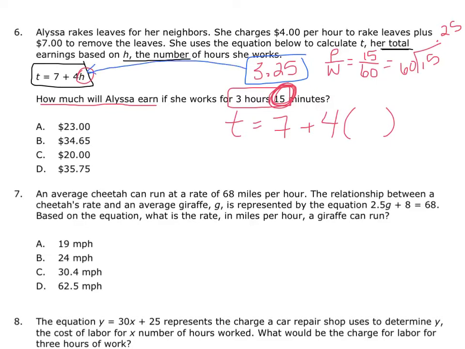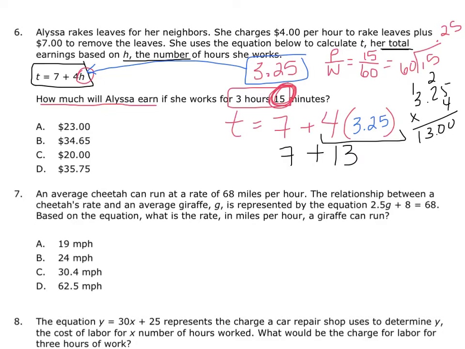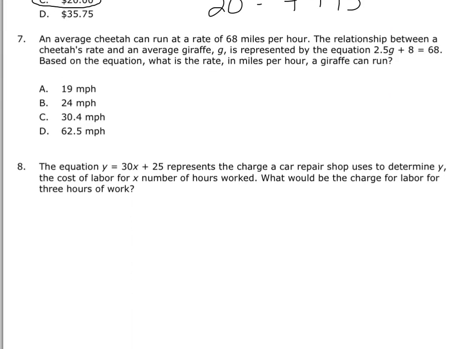So I already rewrote the equation right here, so we're just going to fill in 3.25 for the H. So now we do order of operations, so we multiply that first, so 3.25 times 4 is 13, so then we just bring down the plus 7, so 7 plus 13 is 20. So my answer was C, $20.